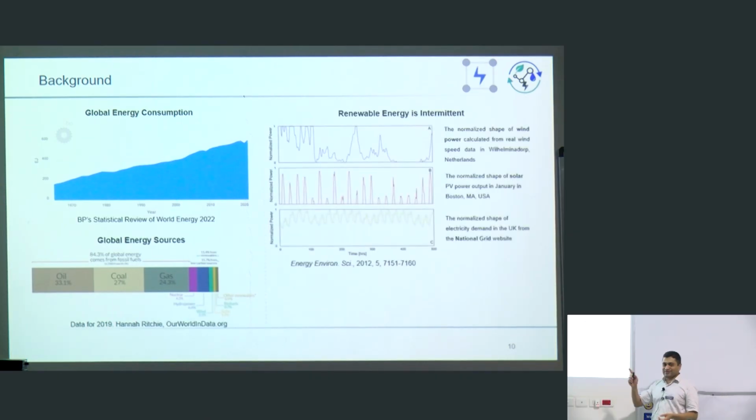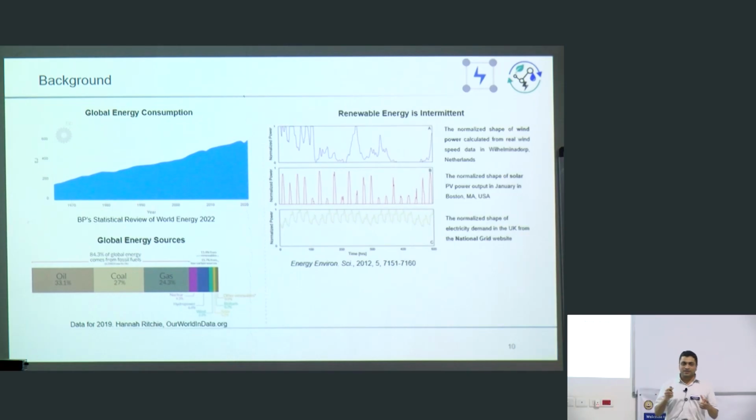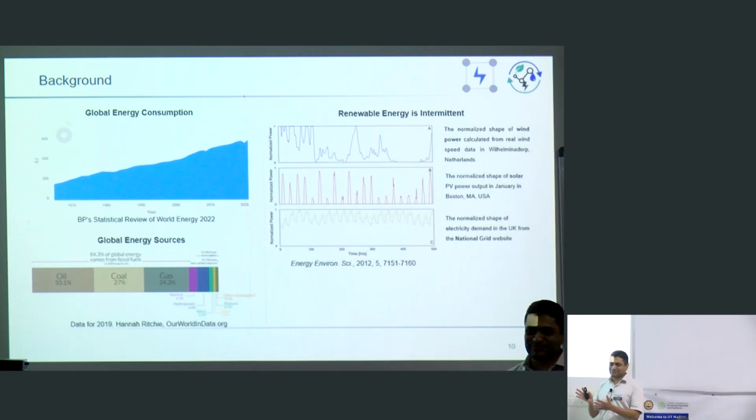This is a graphic that sums it up very nicely. The top panel is the wind power energy calculated from a plant in the Netherlands. The middle panel in red is the output from a solar panel in Boston, and the bottom panel is the data from the national grid in the UK. What they did is line them up together. The x-axis is time in hours. Essentially, none of them have any kind of relationship between them. So there's a big supply demand gap, right?